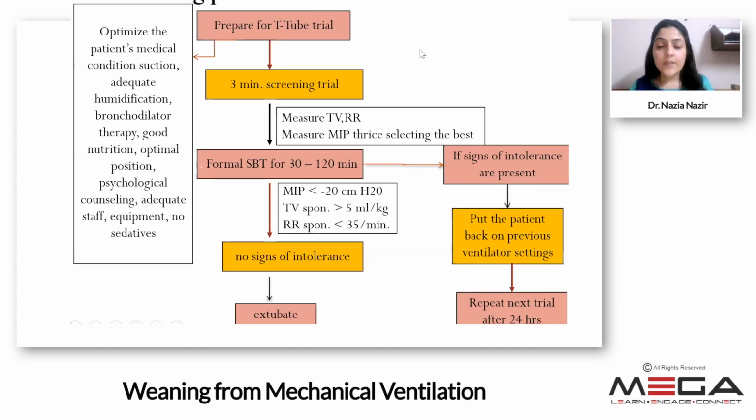For weaning with the spontaneous breathing trial, that is, this T-tube trial: again, prepare for the T-tube, do a screening trial for 3 minutes, measure the tidal volume and adequacy of the respiratory rate, and give the spontaneous breathing trial. If there is no sign of intolerance, like an increase in respiratory rate, diaphoresis, or a decrease in GCS, extubate the patient.